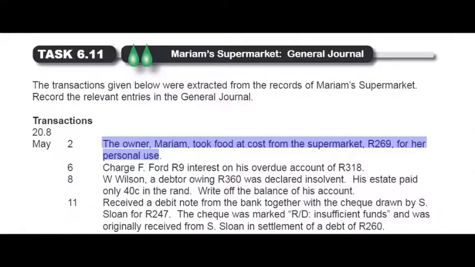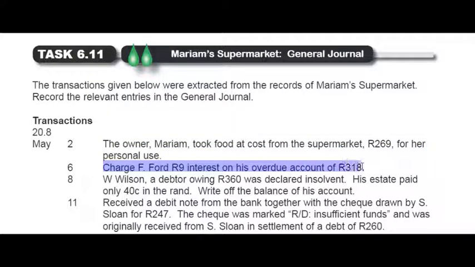Then the next transaction is on the 6th. It says charge F Ford 9 Rand interest on his overdue account of 318 Rand. In this case, they gave you the interest value. You didn't have to calculate anything. You just need to record it in the general journal.